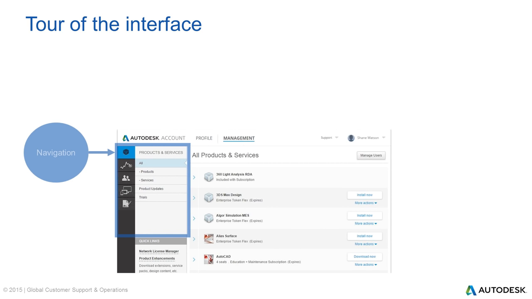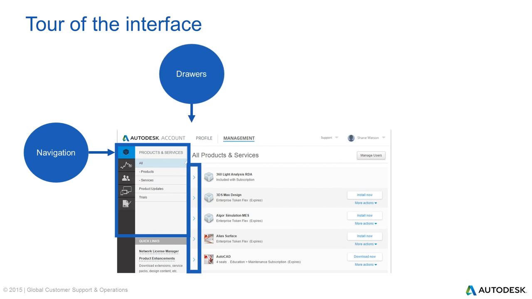The Autodesk Account interface is simple to navigate. We're going to start the navigation on the top left-hand panel. This panel is going to give us access to our products, our updates, cloud services, user information, and device management. We will be exploring these in further detail as we continue on. So now we're going to move over to that middle column where our drawers reside. Anytime you see these arrows, click on them and it will expand that drawer to more information about your product or subscription.